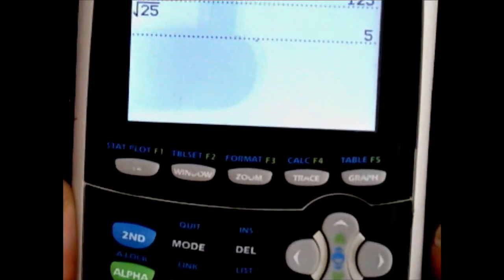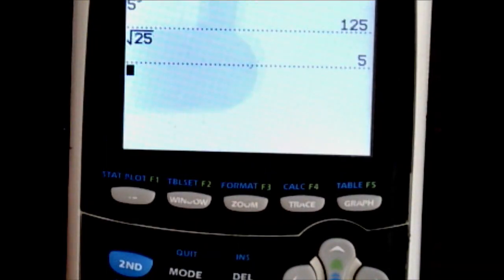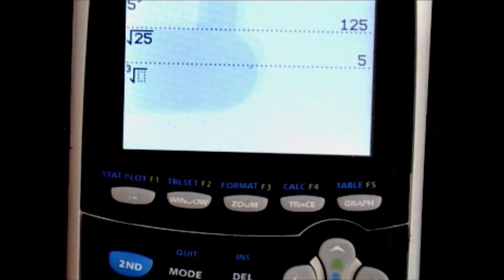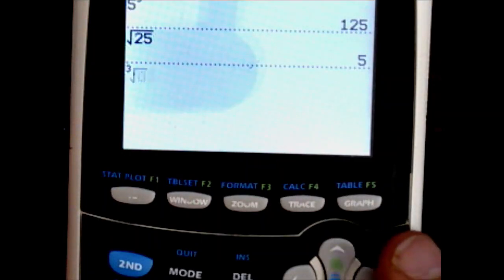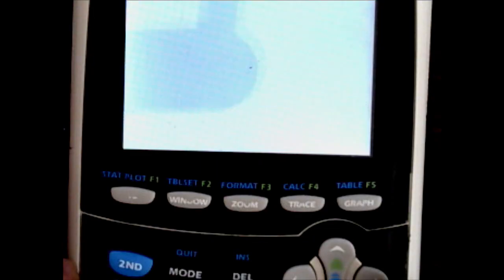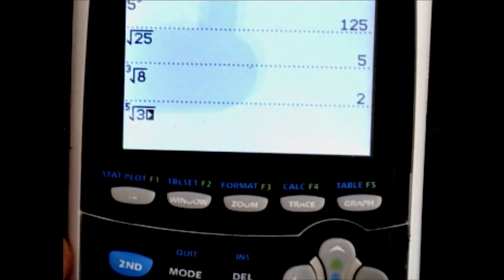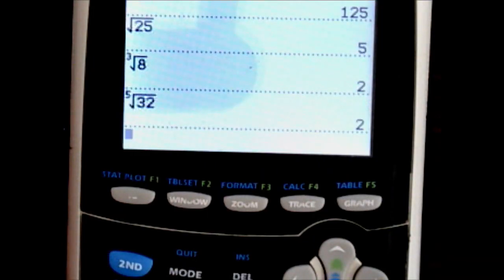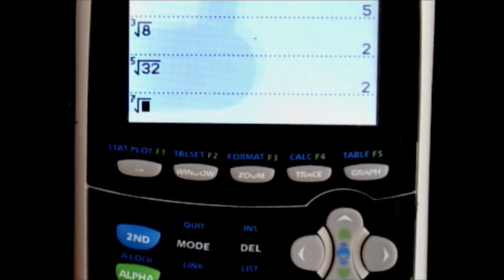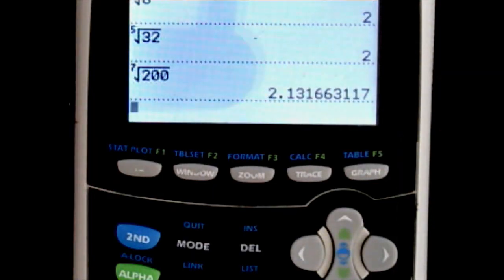Now let's say you want to take a more unusual root like the third root. Well, you have to type whatever root you want and then hit math 5, and that will change it to that root. So third root of 8 is 2. If you want to do the fifth root, you do 5 math 5, and 32, that gives you 2. Okay, so you can do 7 math 5, that's the seventh root of 200, gives you some number. Alright, so you can do any root you want.